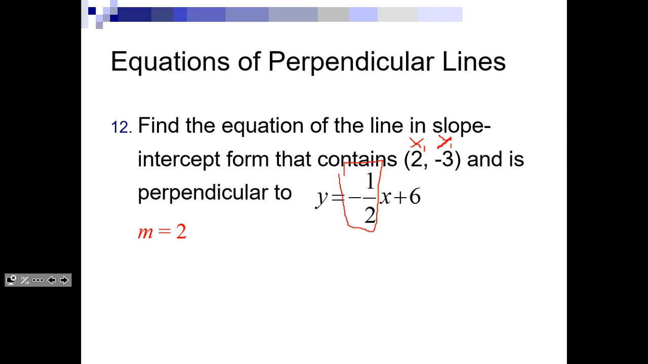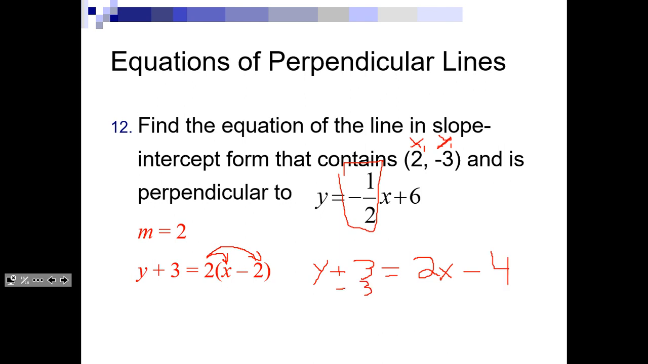We then plug it into point-slope form and get y plus 3. Since it's negative, negative and a negative becomes plus 3. We get 2 times x minus 2, and we distribute that 2. We end up getting y plus 3 equals 2x minus 4. And we subtract the 3 from both sides, and we end up with a final answer of y equals 2x minus 7.